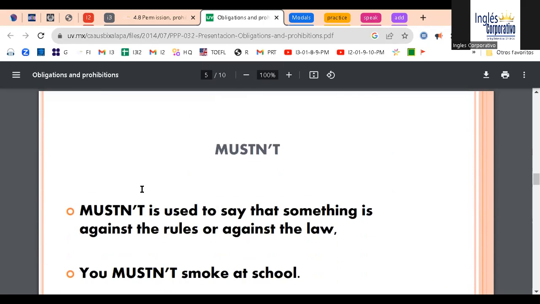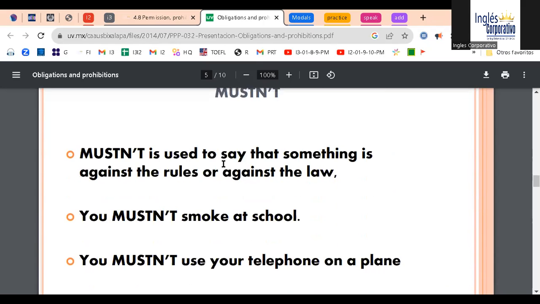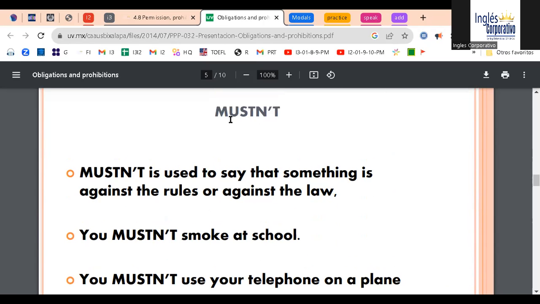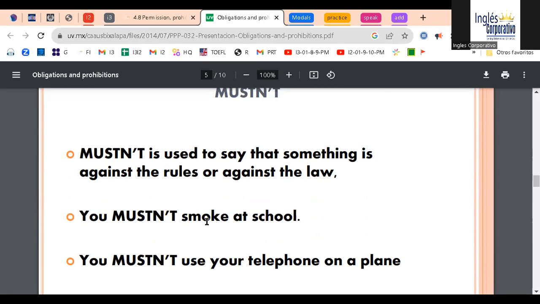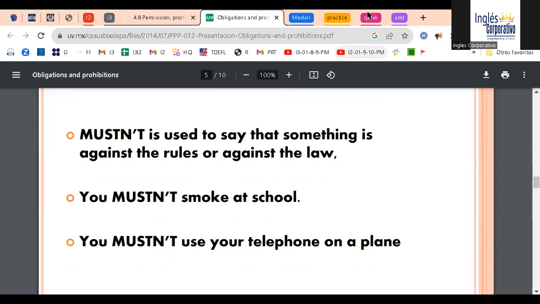Okay, so now we have mustn't. Mustn't is used to say that something is against the rules or against the law. Here when we use mustn't, we're talking about prohibition, right? You mustn't smoke at school, because this is against the rules or against the law. So it means prohibition. You mustn't use your telephone on a plane.